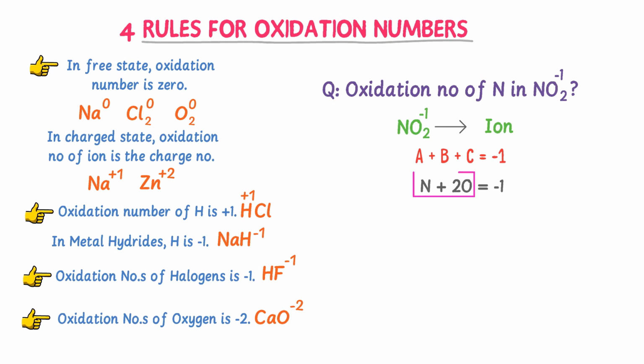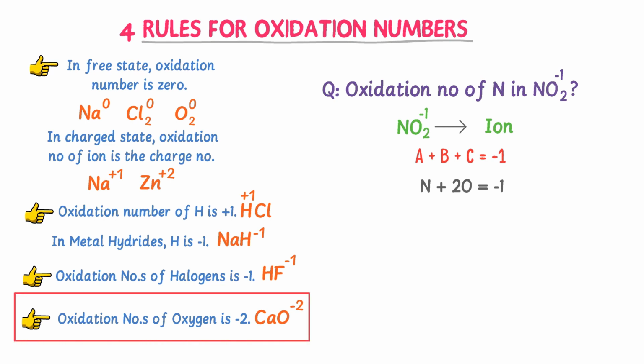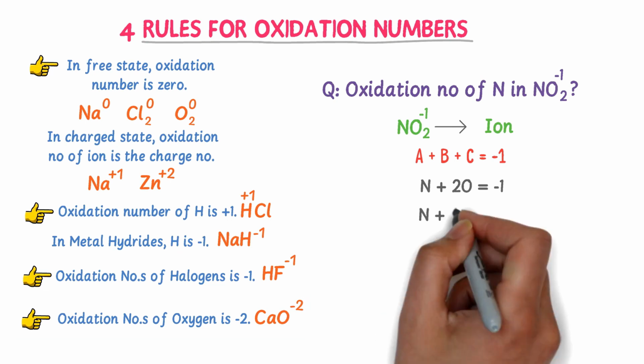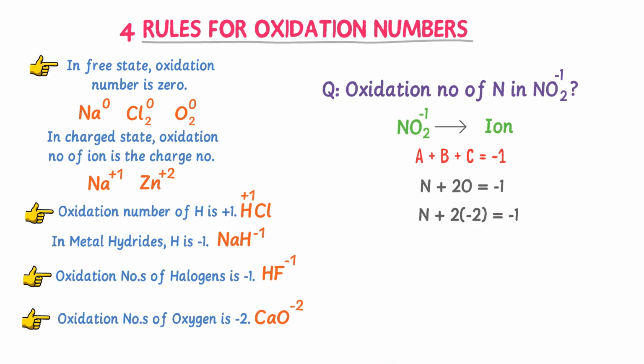There is 1 atom of nitrogen and 2 atoms of oxygen present in nitrogen dioxide ion and the overall charge on it is -1. We know that the oxidation state of oxygen in its compounds is -2. So I write N plus 2 into -2 is equal to -1. Or N minus 4 is equal to -1. Or N is equal to +3.